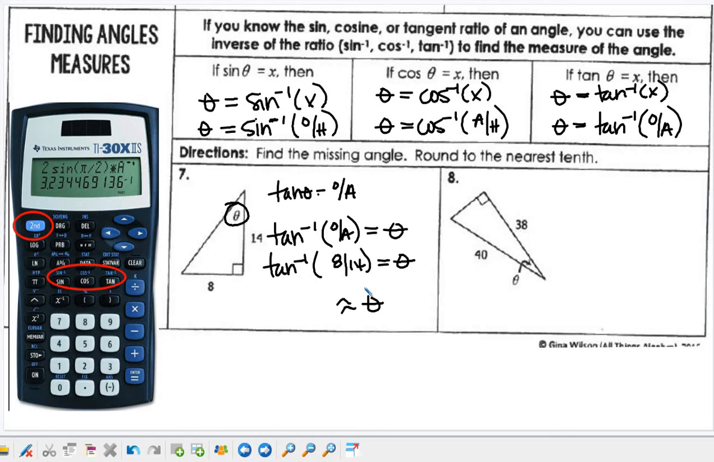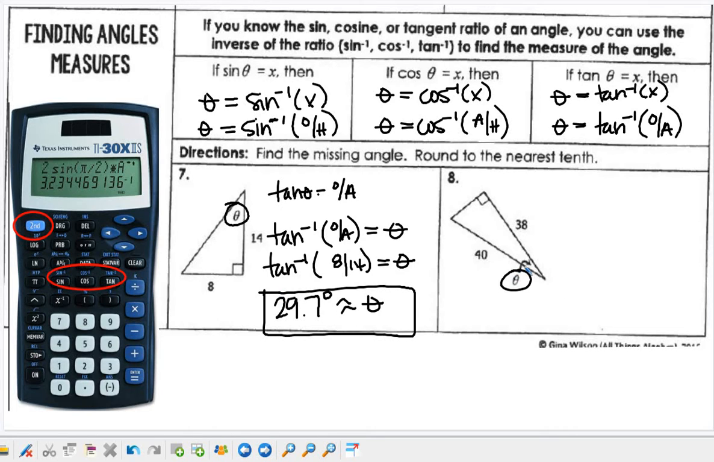So theta is going to be approximately equal to, so we're going to hit second tangent, and you should see that tan looks like to the -1, but it's not. We say tan inverse of 8 divided by 14, close your parentheses, and you get approximately 29.7 degrees. Inverse tangent of 8 over 14, approximately 29.7 degrees. Don't forget your degree marker. It is important. It's just like any other unit.